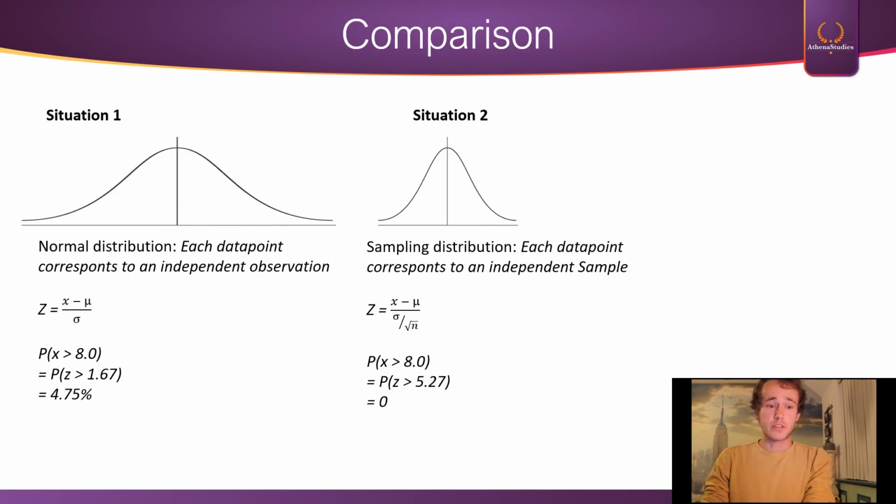So as a comparison, remember that for individual observations, you just take the normal standard deviation, and in this particular case we get a probability of 4.75%. And when we are working with samples, remember that the sampling distribution displays the outcome of all the different independent samples that you could take. And then we need to use the standard error here, which is the standard deviation divided by the square root of the sample size. And remember that the bigger the sample size gets, the more closely the sampling distribution will approach the true mean of the population.